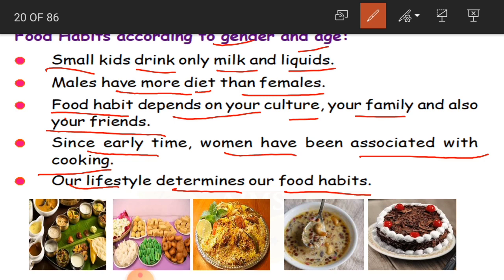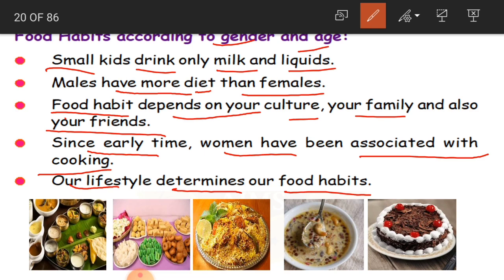Suppose we are modern, then we eat more baking items like bread, pizza, burger, and all that. Suppose we love to eat the early time food, that is the traditional food which has been there from years in the past, then we try to eat more rice, wheat, rotis, and all that. So it depends on your lifestyle. Our lifestyle is going to decide, it is going to control our food habits.